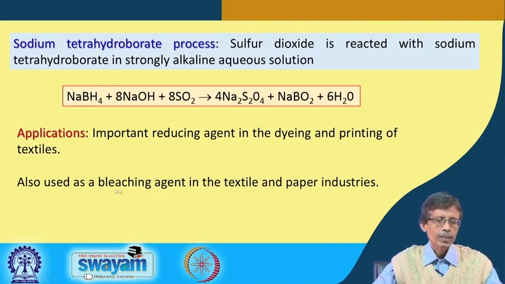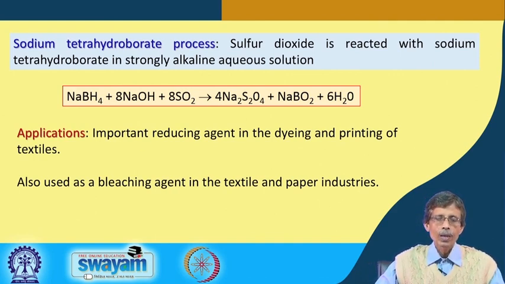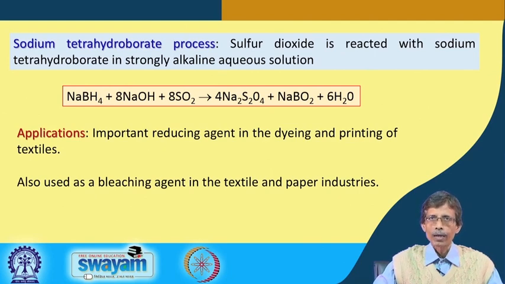And sometimes it is used as a bleaching agent in the textile and paper industry. Sometimes we want to destroy some of these dye molecules or other material which can be reduced very easily by treatment with dithionite and washed away from the textile and paper material. So, it is also useful as a bleaching agent.